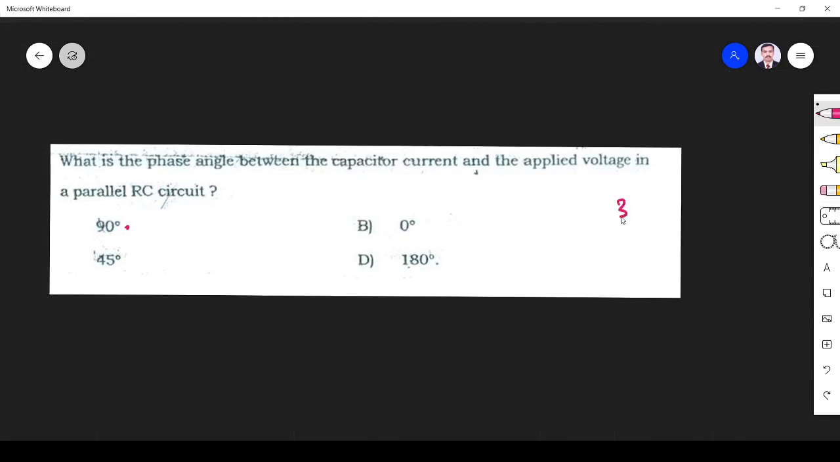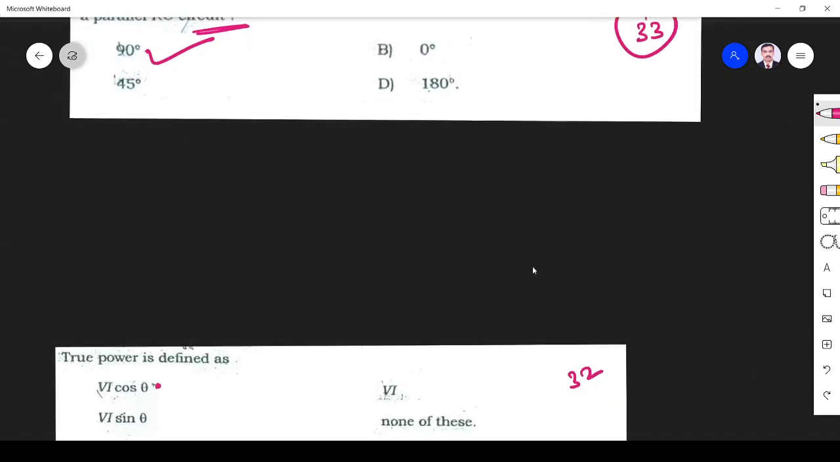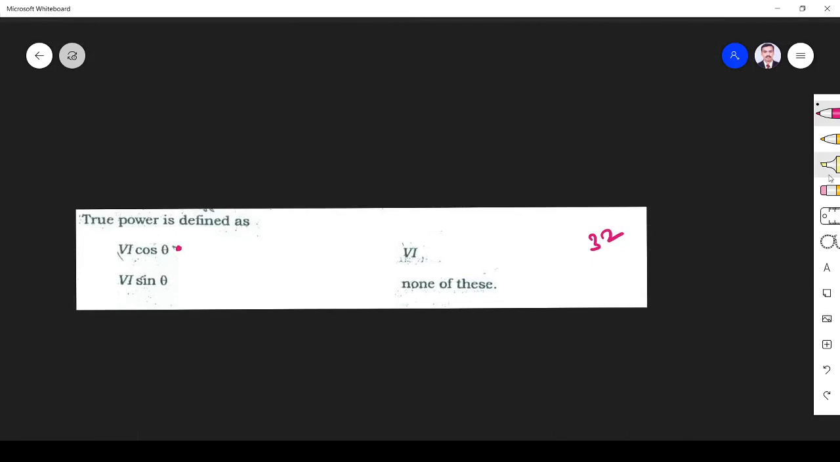What is the phase angle between the capacitor current and the applied voltage in a parallel RC circuit? It is 90 degrees, a direct question, right? In a parallel RC circuit, the phase angle between current and applied voltage is 90 degrees. Okay, question 34. What they are asking is true power. True power is nothing but VI cos theta. So option A is the right answer.